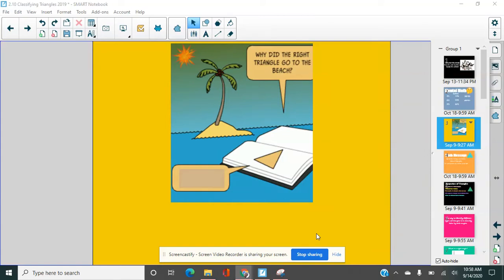Hello, fourth graders. Welcome. It is time for lesson 2.10, and today we're going to be classifying triangles. Classifying means to put into groups, but I have to start here with a triangle joke.